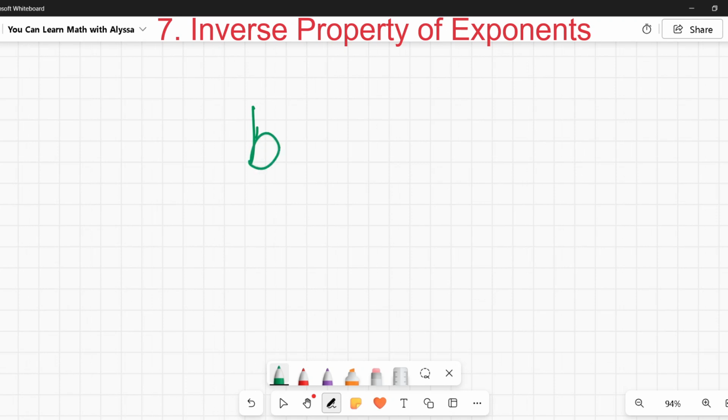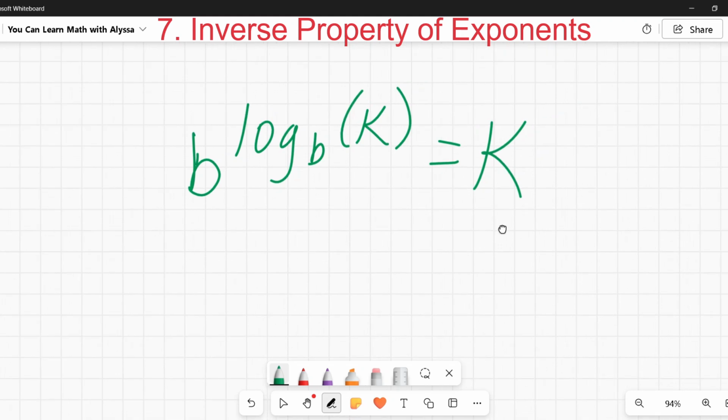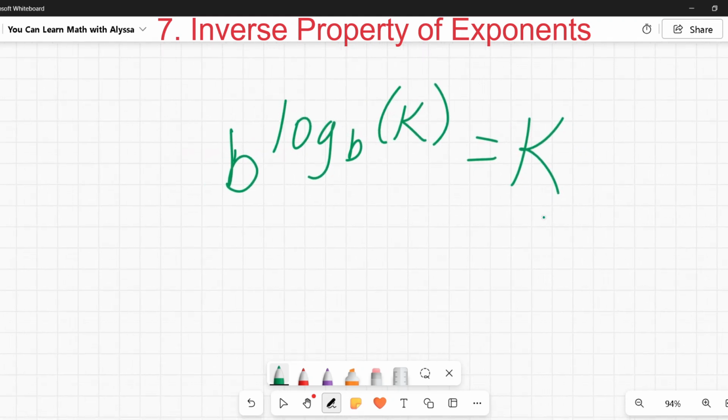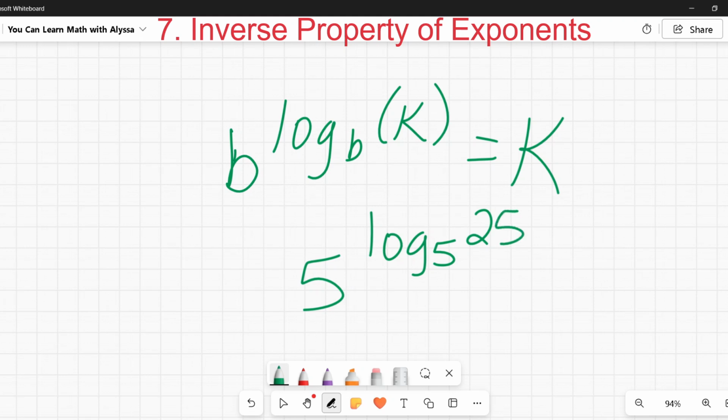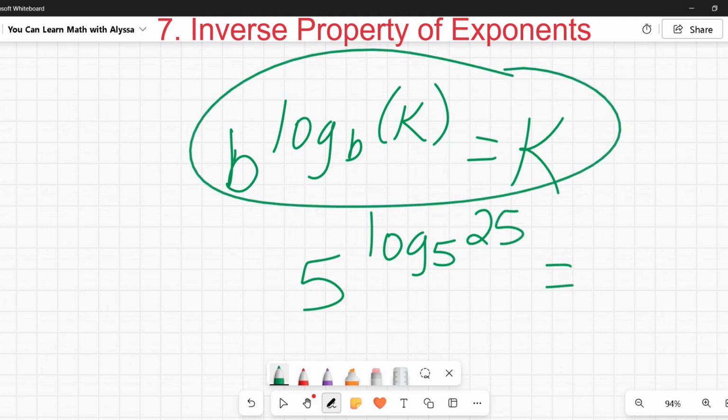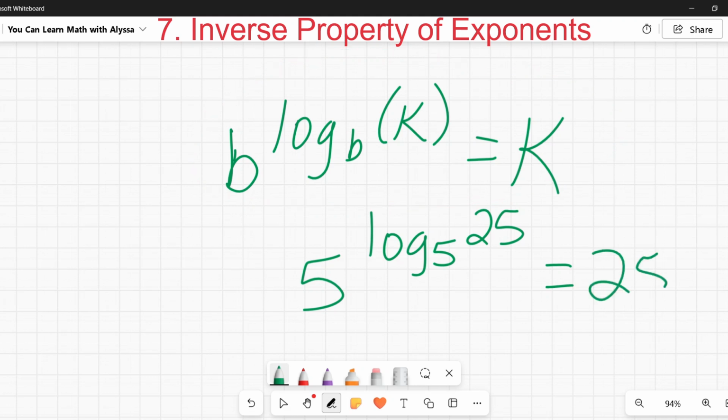Then we have the inverse property of exponent, which is going to look weird. It just is. But hopefully when we put some real numbers in, it will make sense. B to the power of log base b of k is equal to k. That may look like just a jumble of letters. Let's put real numbers in. Let's say my b is going to be 5. So log base 5 of, say, 25. And this little rule is saying that it will equal 25, because I got my b, my b, my k, my k.